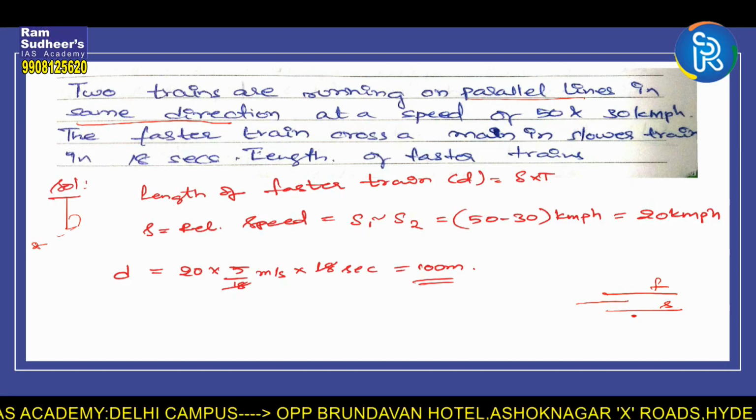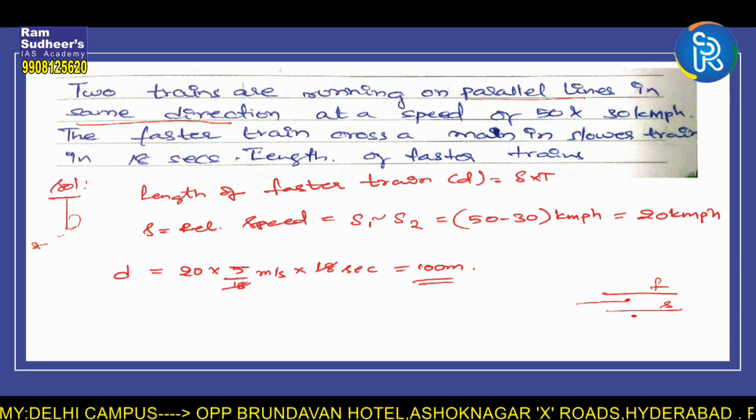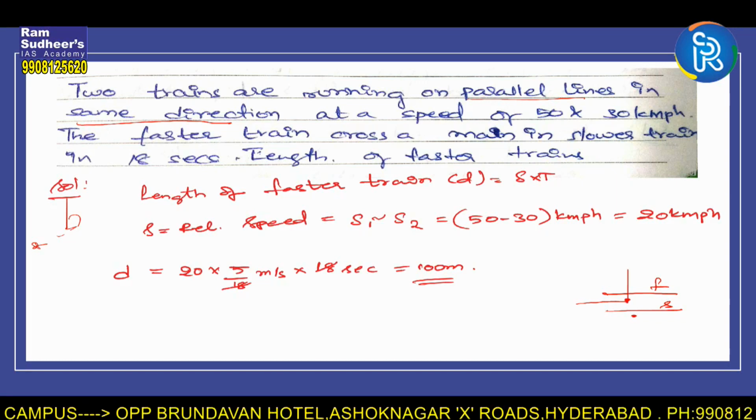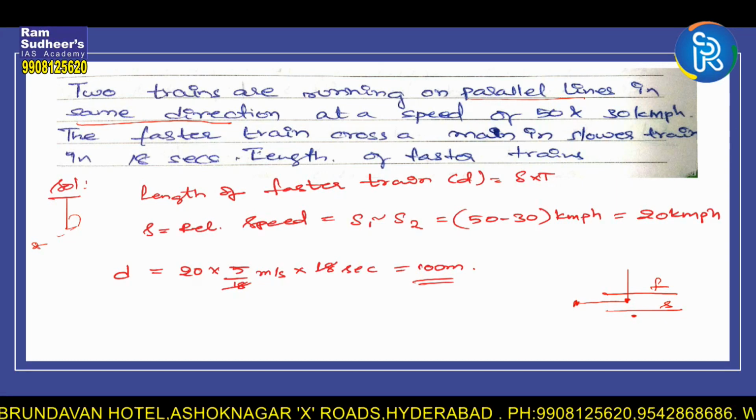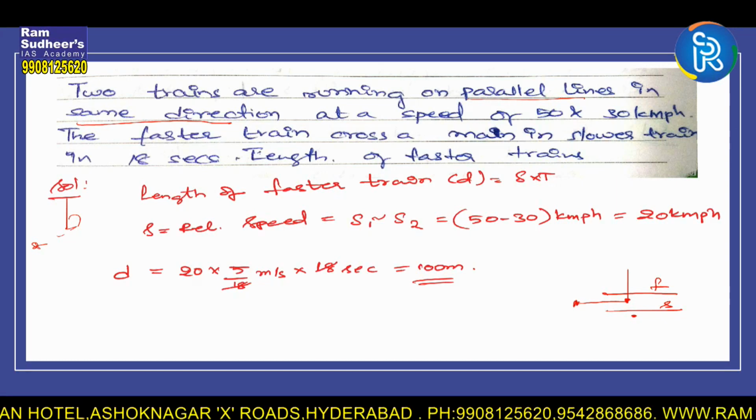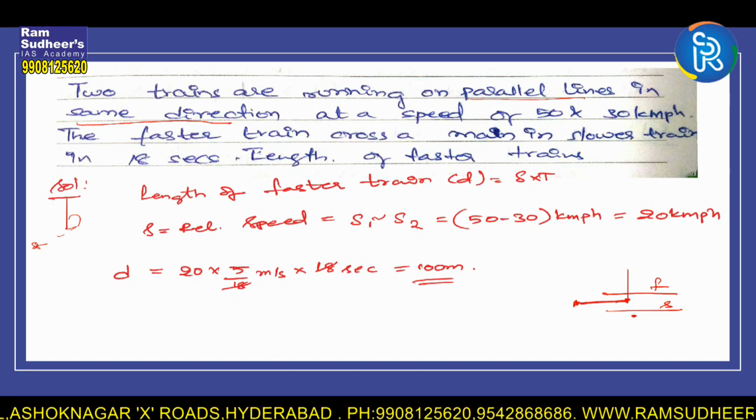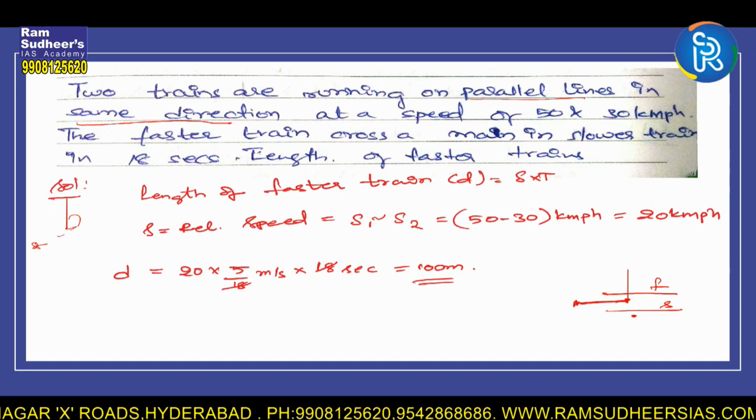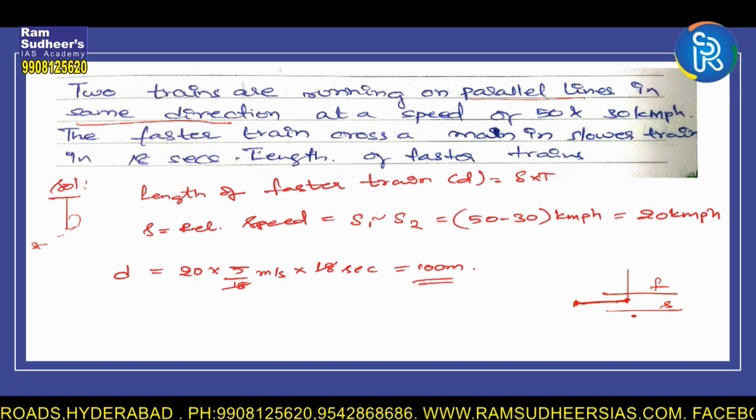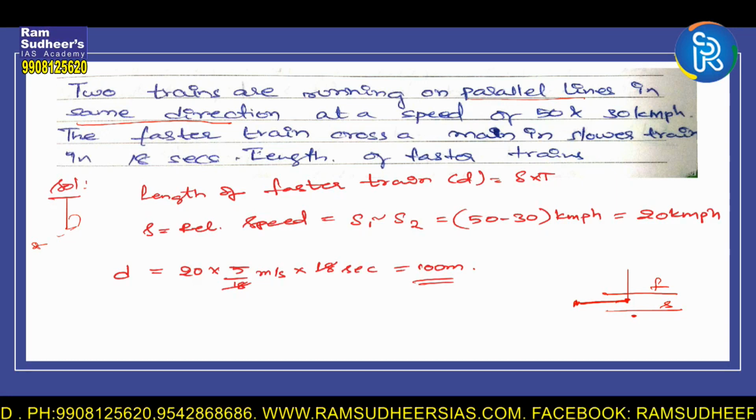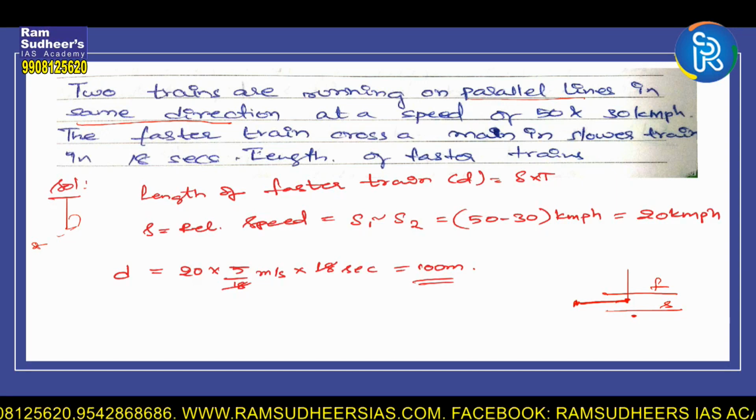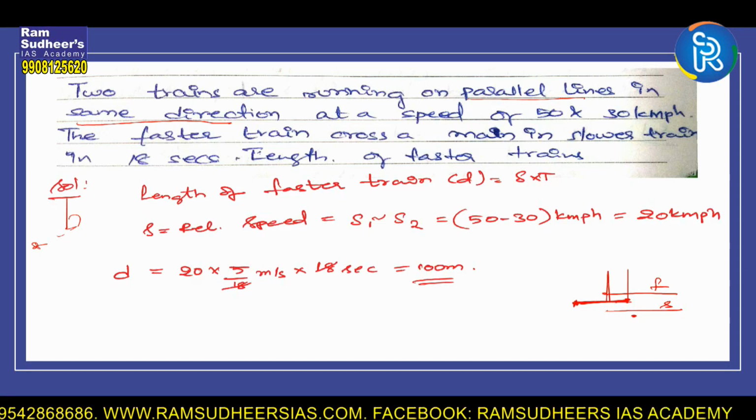In train problems, crossing is when the head of the train crosses the man and the tail of the train also crosses the man. That is what is meant by crossing. When both the head and tail of the train cross the man, or a pole or platform, it is called crossing in train problems. Therefore the time given, 18 seconds, is the time taken for the entire body to cross this man.